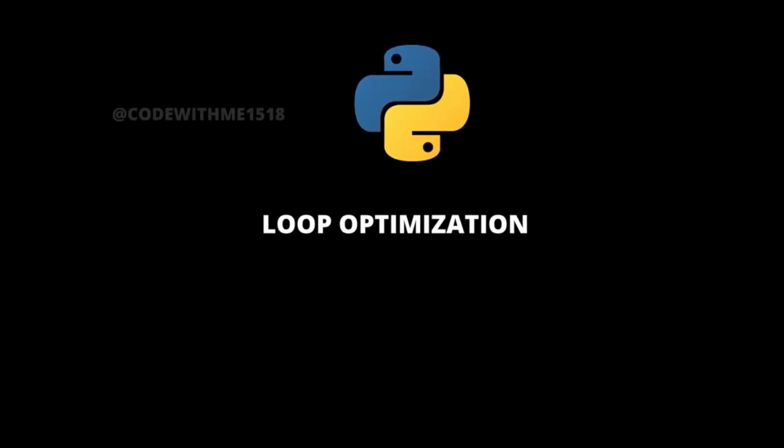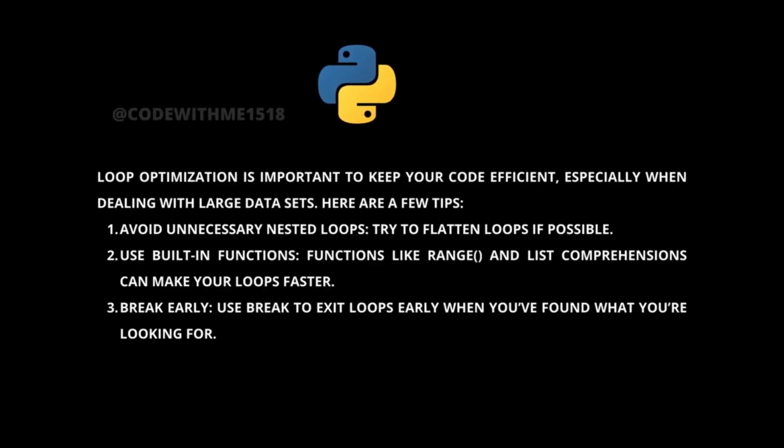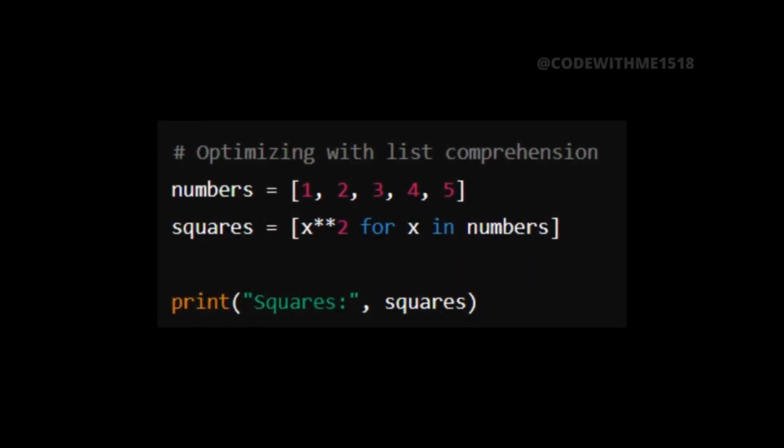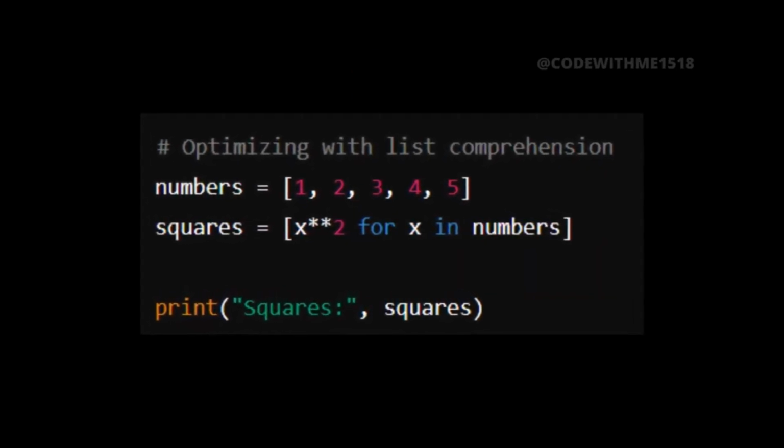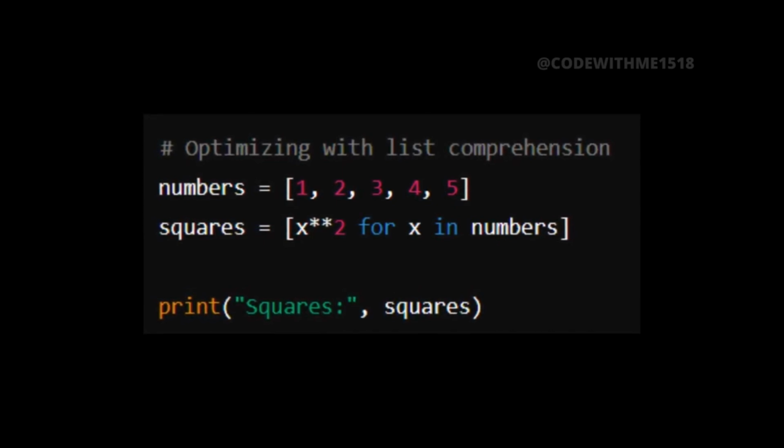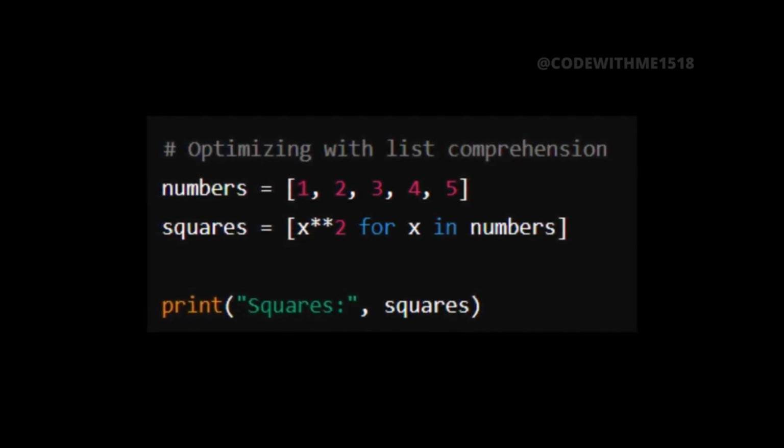Loop optimization is important to keep your code efficient, especially when dealing with large data sets. Here are a few tips. Avoid unnecessary nested loops. Try to flatten loops if possible. Use built-in functions. Functions like range and list comprehensions can make your loops faster. Break early. Use break to exit loops early when you've found what you're looking for. Let's see an example of optimizing a loop with list comprehension. This is a more efficient way to create a list of squares compared to using a traditional for loop.